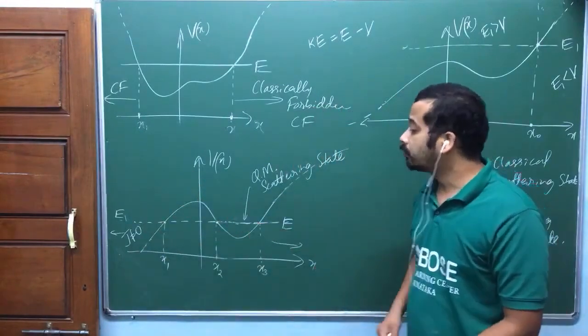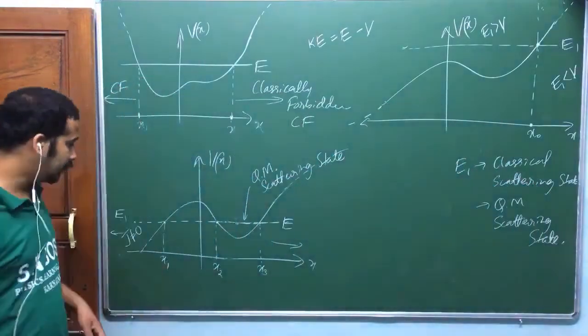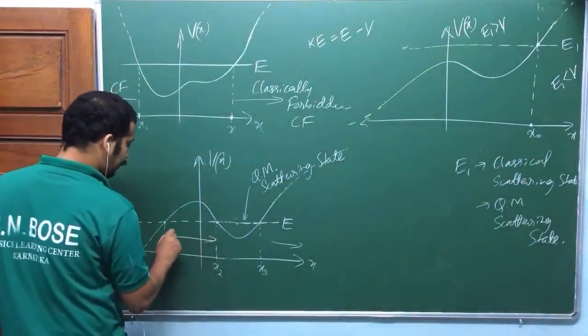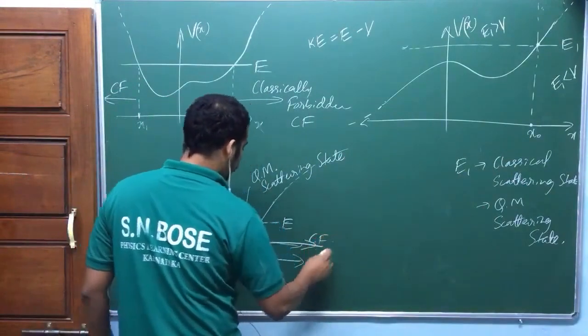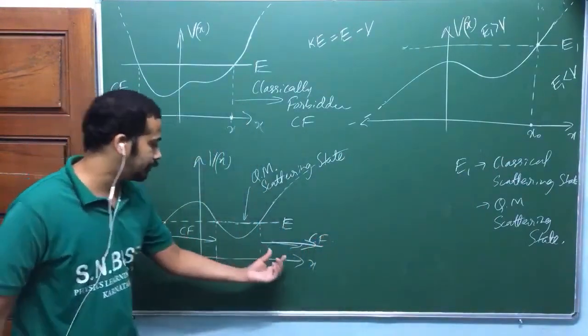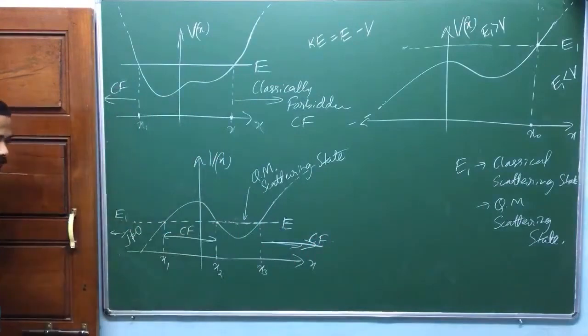Wait a second. One more thing you need to observe. Classically, you will never find the particle here. These are classically forbidden regions. Am I right? You will never find the particle here. But quantum mechanically, there will be a probability of finding the particle here. We shall see later.